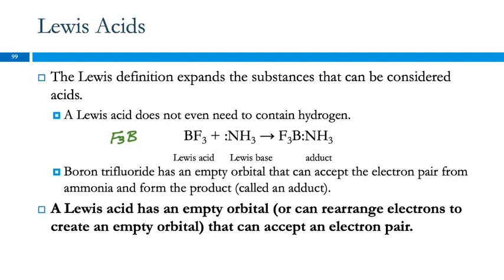A Lewis acid is going to have an empty orbital, or is able to rearrange electrons to create an empty orbital that can accept an electron pair.